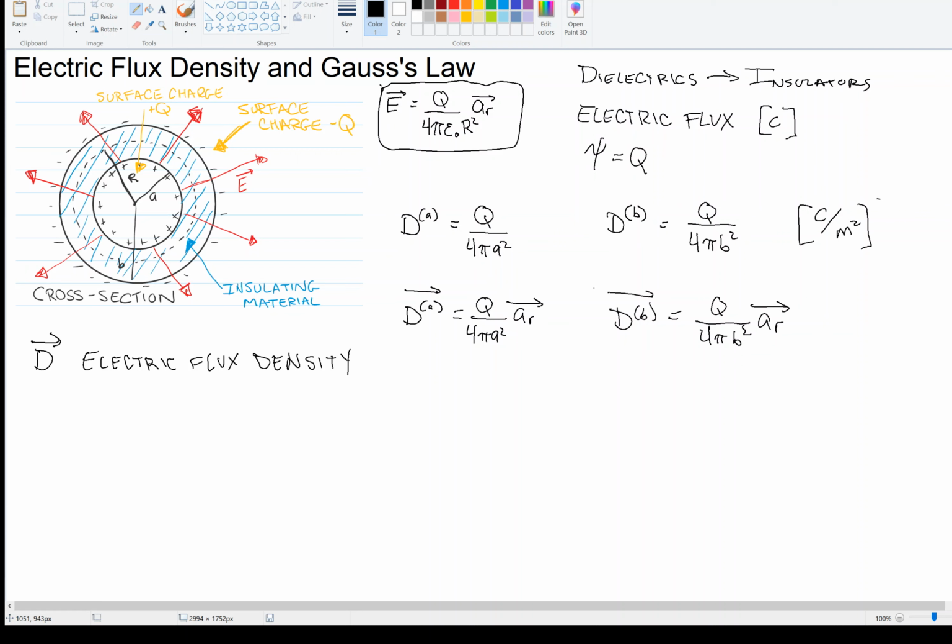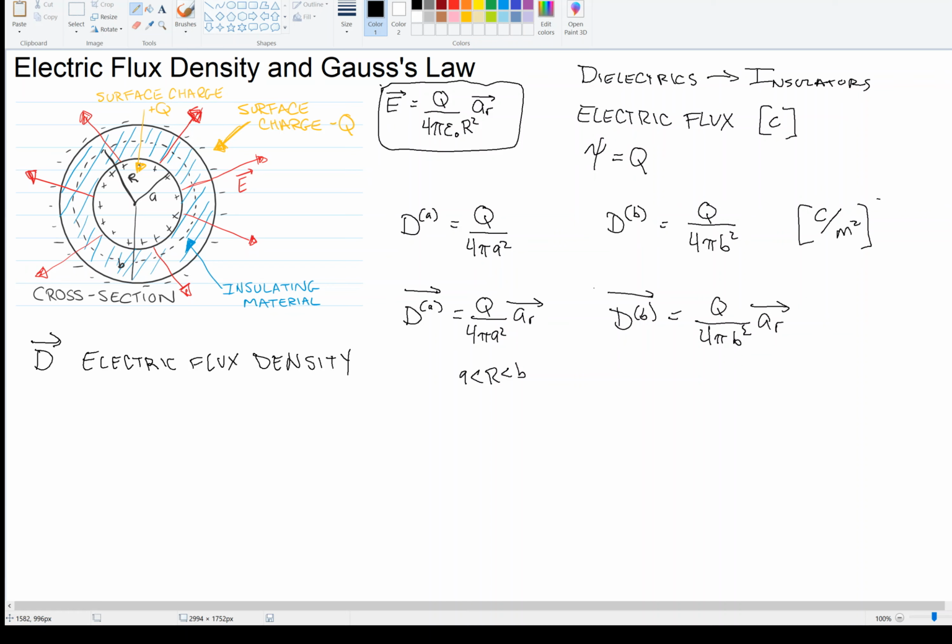D is again for displacement. So in this experiment, the flux density through an imaginary sphere. Let's talk about an imaginary sphere that I've got in dotted lines in between the two spheres of radius capital R. Here capital R is greater than A, the inner sphere, and less than B, the outer sphere.